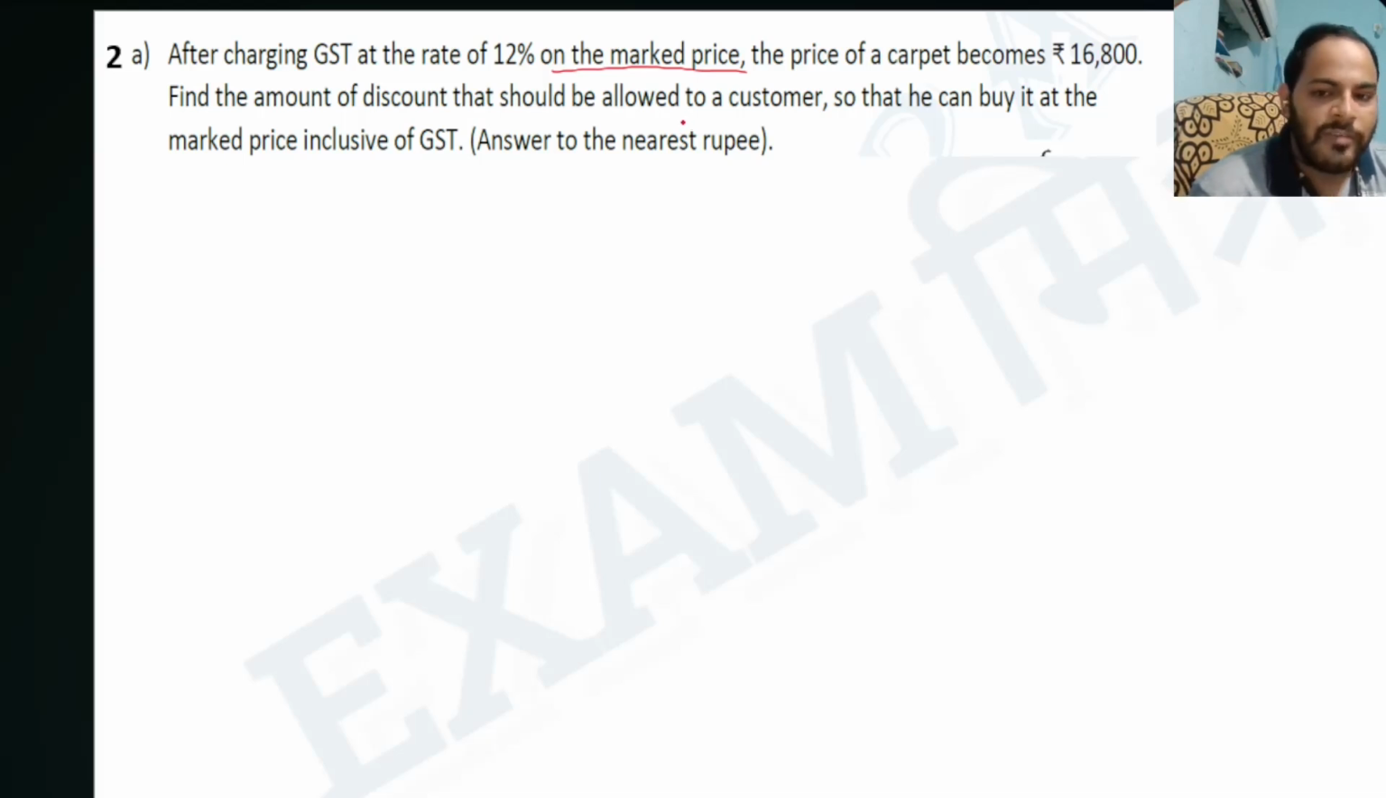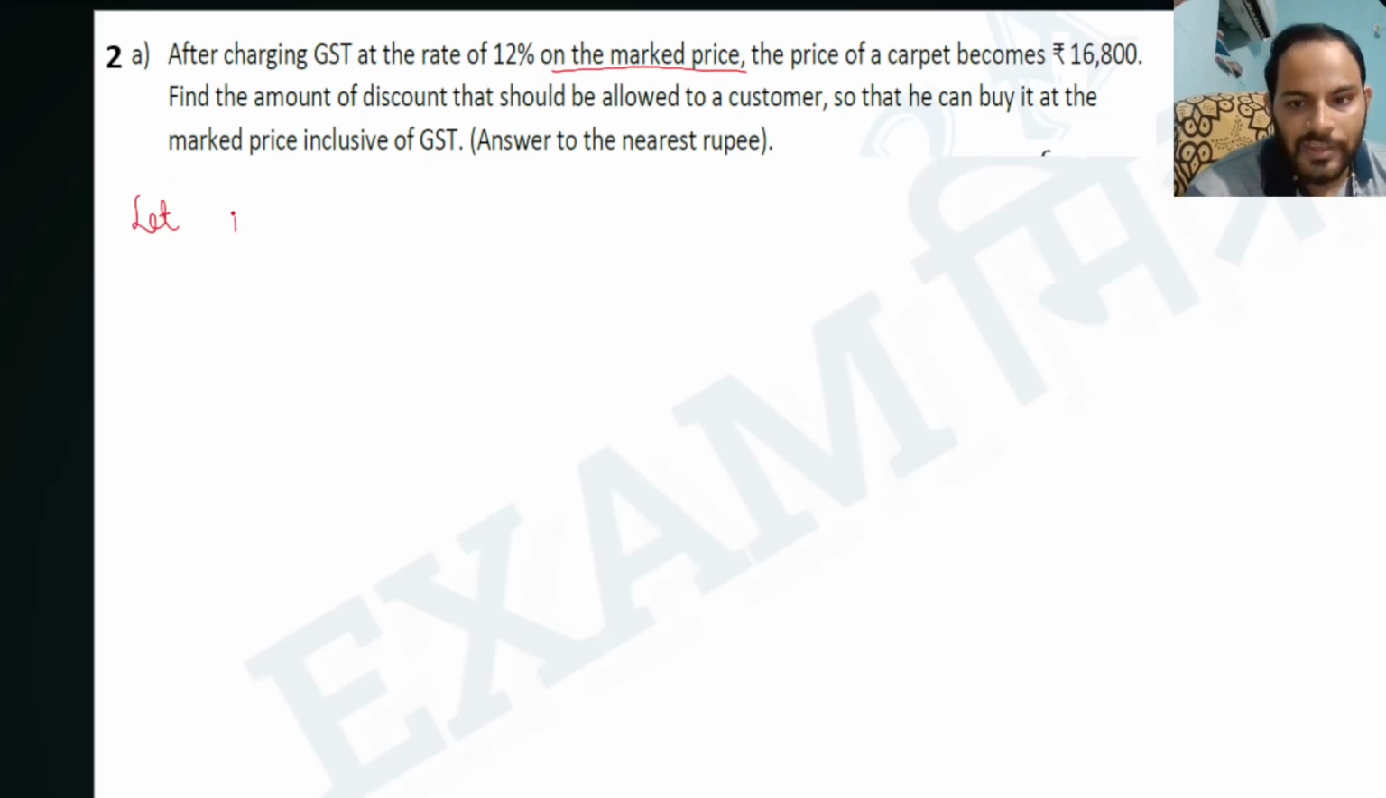So that means we need to find a discount given on the marked price so that the customer can buy the carpet at a total price of the marked price. That means the customer has to pay only the marked price as total, including the selling price plus the GST. So first of all, we need to find the marked price of this question.